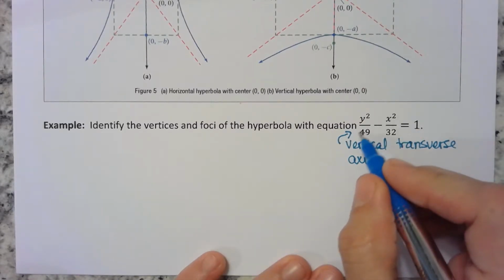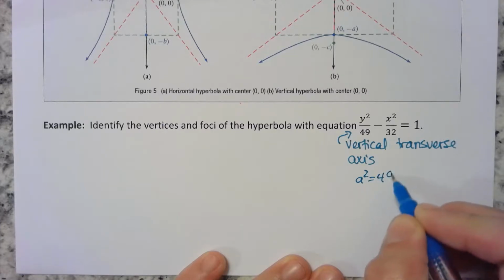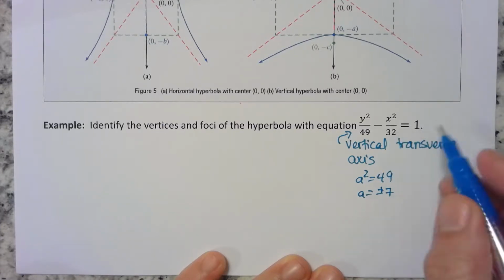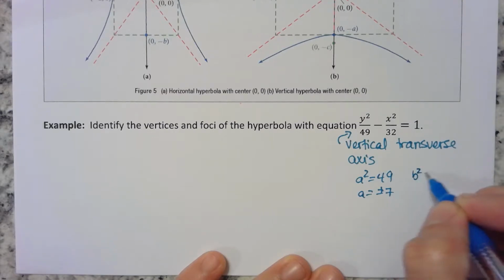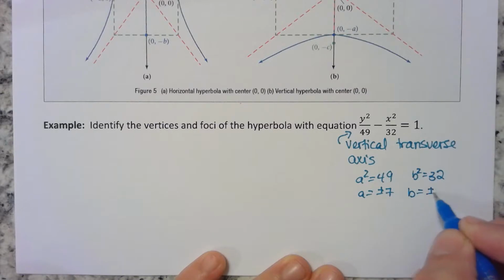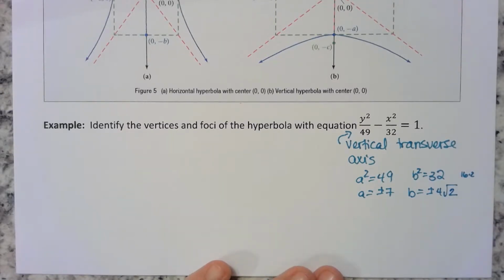We also know that a squared is 49, which means a is plus or minus 7. We know that b squared is 32. So b is going to be plus or minus the square root of 32, which is what, 16 times 2? So that's going to be 4 square roots of 2. Now what do we do with all of this information?